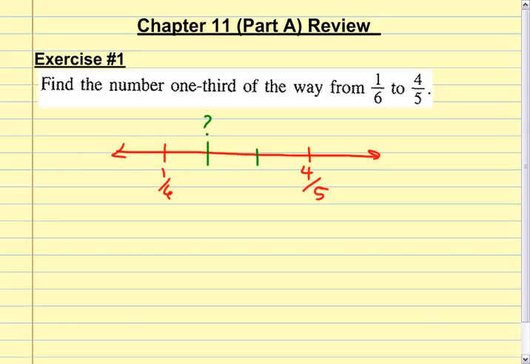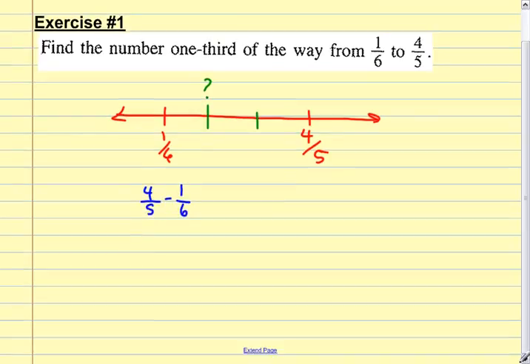So, I'm going to subtract 4/5 minus 1/6 to give me the distance between the two numbers. All right, I need a common denominator. That's going to be 30. All right, 5 times 6, so 4 times 6. 6 times 5, so 1 times 5. 24 over 30 minus 5 over 30 is 19 over 30. Now that's the distance between here and here.